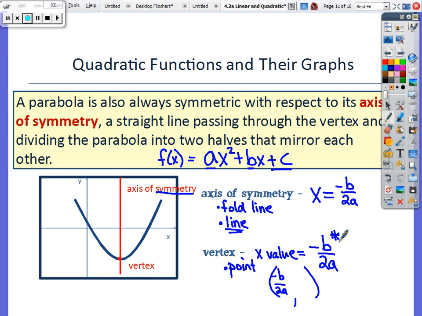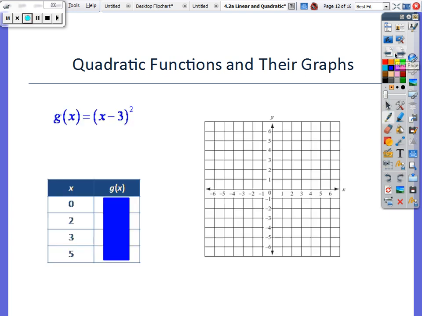Now we'll talk about how to find the y value here in just a moment. But right now let's just stick with the x value. That's pretty important, finding that x value, because it also allows us to find the axis of symmetry. But the vertex is very important for us. Okay, moving on. Let's take a look at a quadratic and look at its graph. And we could find its vertex possibly to help us out, but we'd have to expand this. This is not in standard form.